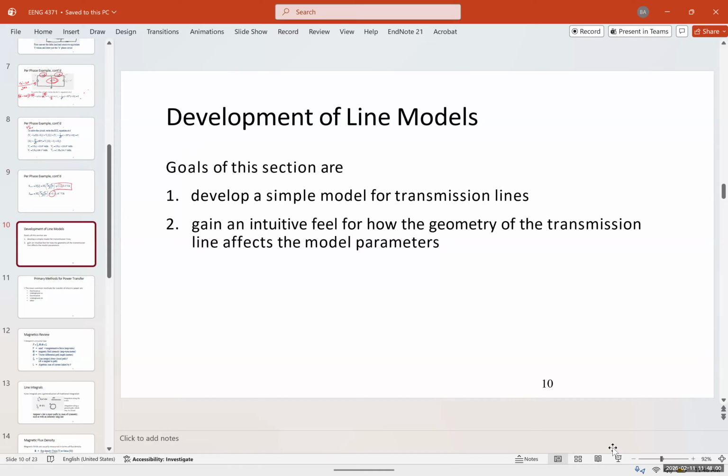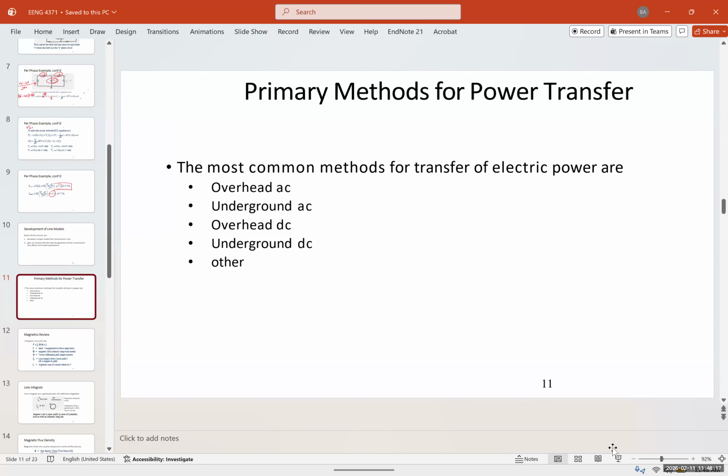Now, for the development of line models, the goals of this section are to develop a simple model for transmission lines and gain an intuitive feel for how the geometry of a transmission line affects the model parameters. The most common methods for transmission lines are the overhead AC, underground AC, overhead DC, underground DC, and some other methods. We also have underwater cables as well.